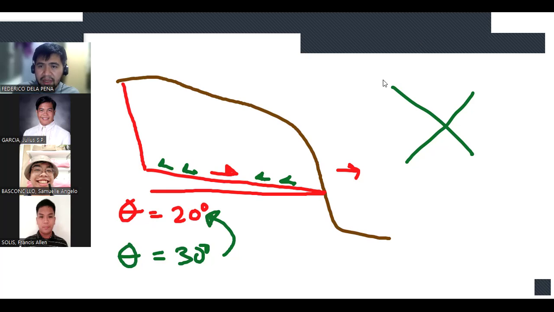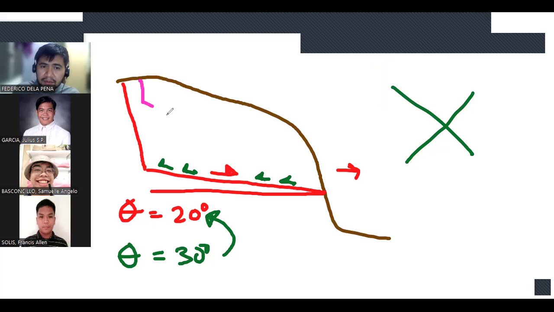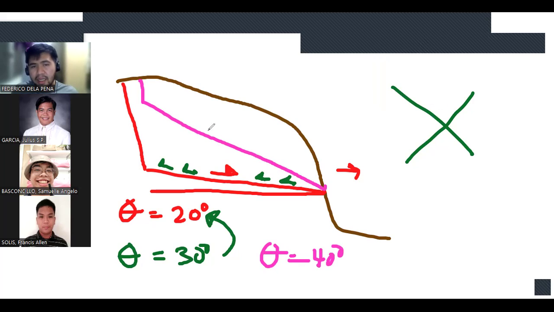Now let's say you have a much steeper discontinuity. Okay. And its angle is, let's say, for example, 40 degrees. Okay. This will have definitely much bigger shear forces, and it might be able to overcome the frictional forces exerted by the rock.